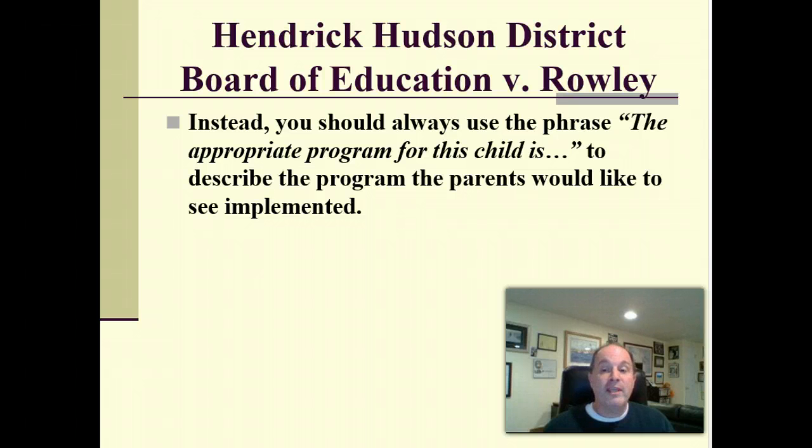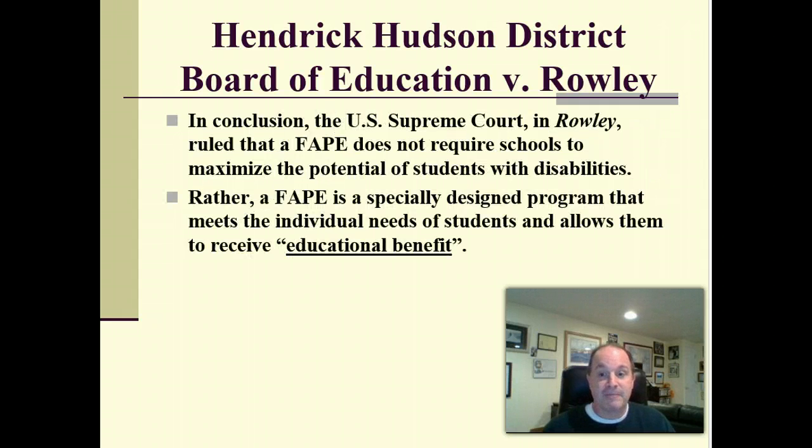The child is entitled to a program that provides educational benefit for that particular child. So you should always use the phrase, the appropriate program for this child is, to describe the program the parents would like to see implemented. Never say the best program for this child is, because best is not the standard in special education. Appropriate is the standard. So always use the phrase, the appropriate program for this child is.